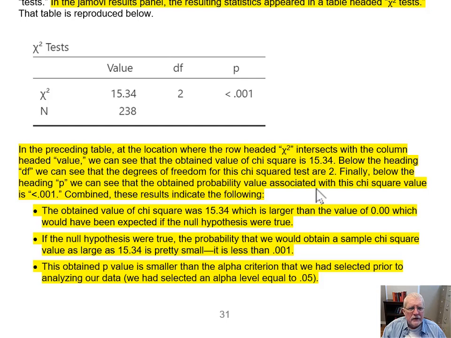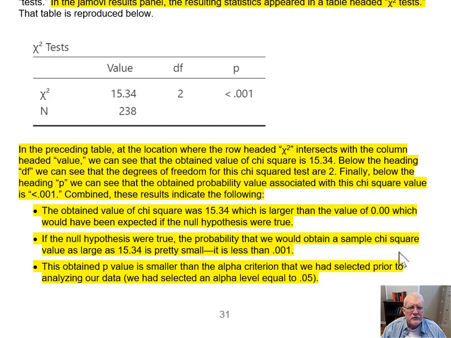And finally, below the heading P, we can see the obtained probability value associated with this chi-square statistic is less than 0.001. My p-value is smaller than 0.001. That's good news for me. Combined, this indicates the following. My obtained value of chi-square was 15.34. That's larger than the value of 0, which would have been expected if the null hypothesis were true.